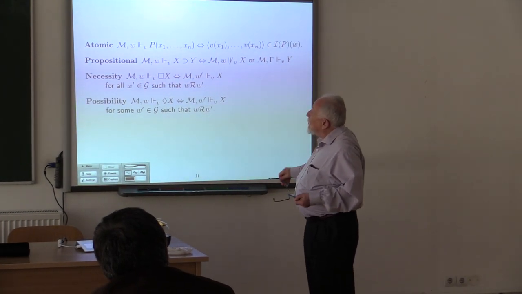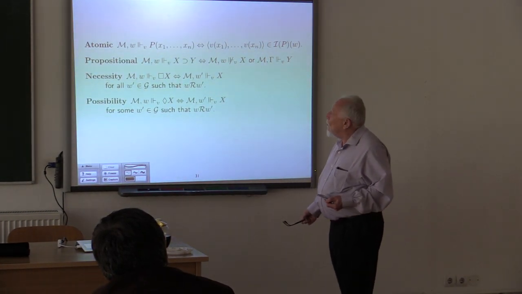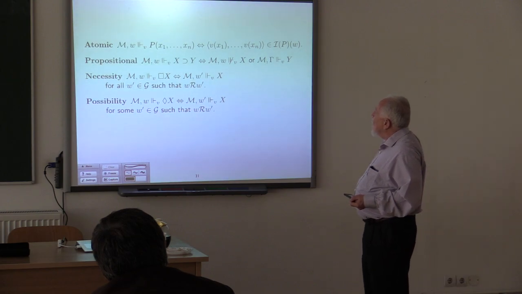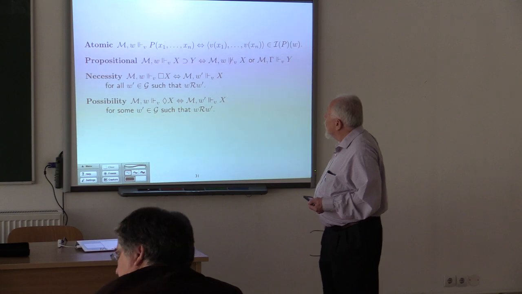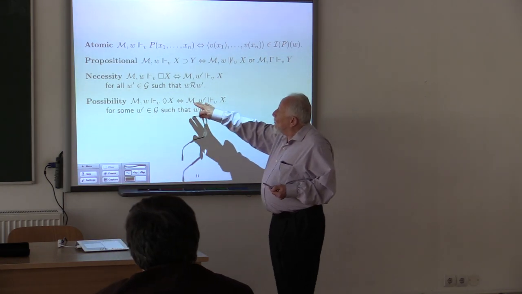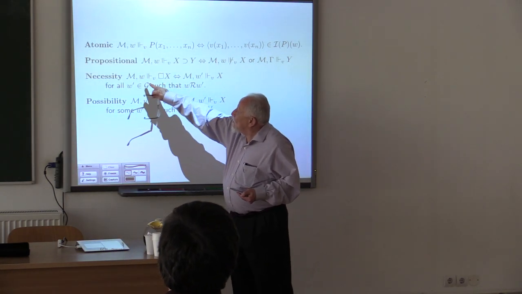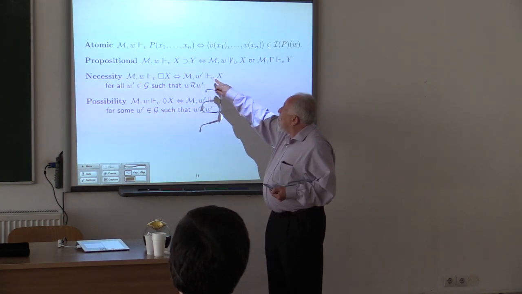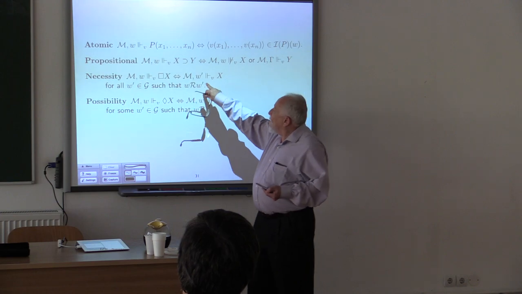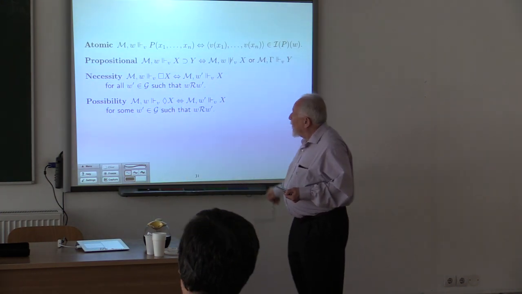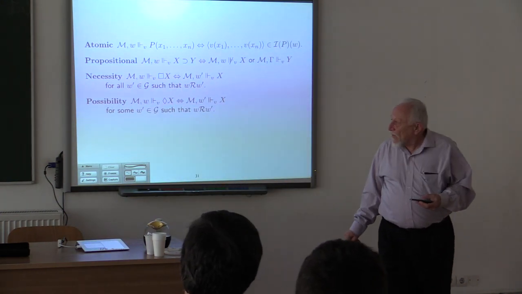Propositional connectors behave truth functionally at each world, and I just gave implies as an example. X implies Y is true in the world if X isn't or Y is. Necessity is the usual thing. Box X is true at W just in case X is true at W prime for all accessible W prime. And the valuation stays the same, and possibility is the same idea.